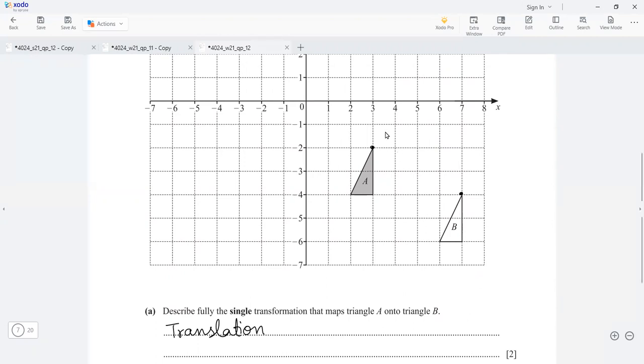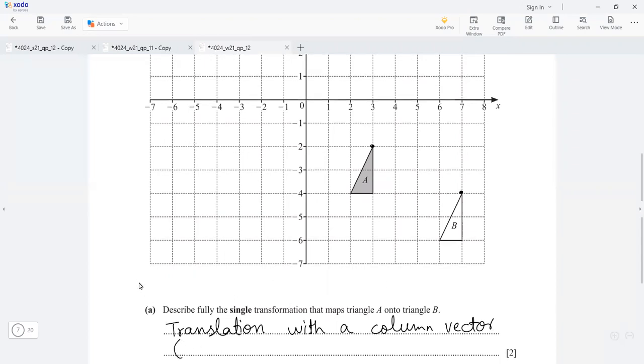So when there is a translation, we have to shift this point towards the right. How many units have we shifted towards the right? 1, 2, 3, and 4. That means that along with the translation, we have to write down a column vector as well. For the column vector, we can write +4 because it is shifting 4 units towards the right. When it's moving towards the left, it will be negative.